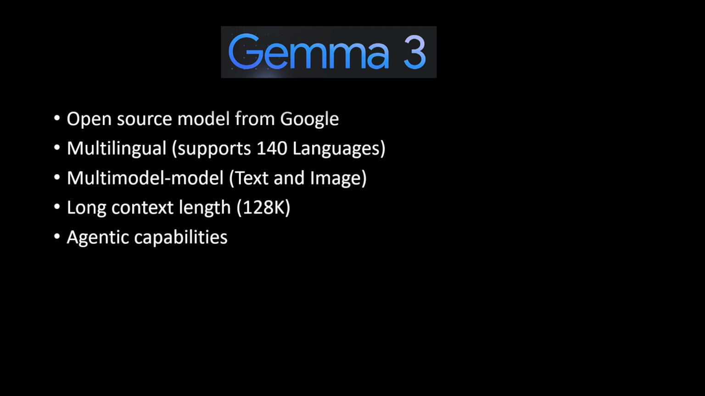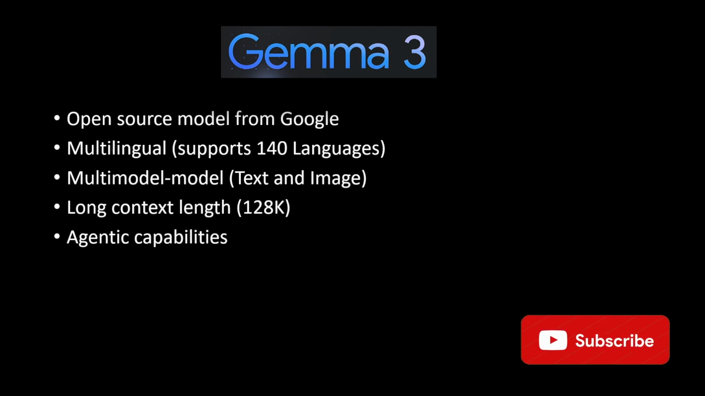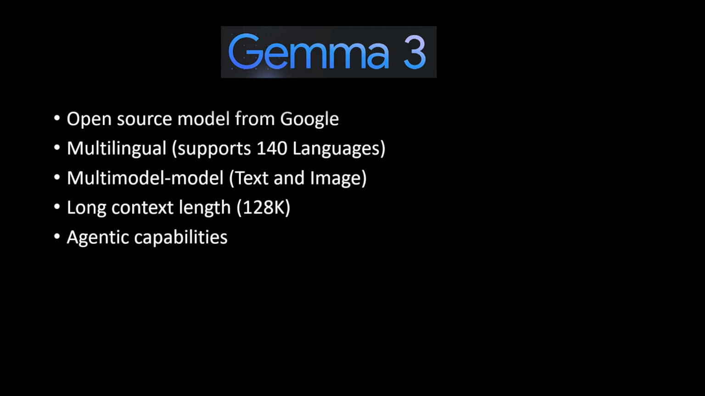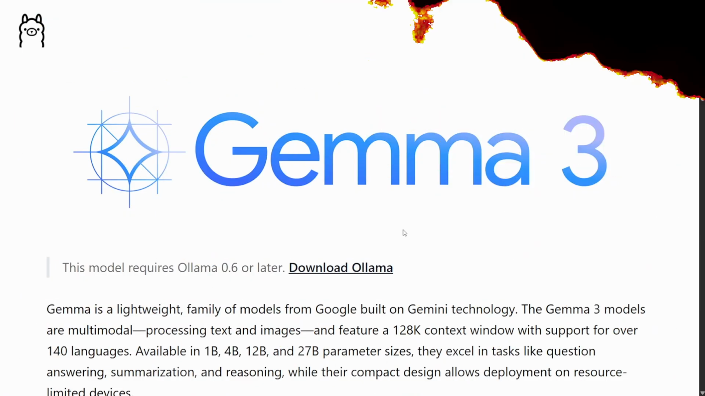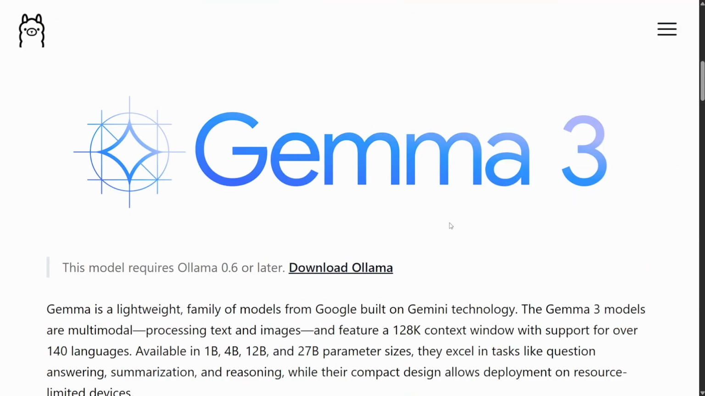Okay, first of all, what is Gemma3? As I mentioned, it's the latest release of an open source model from Google. And it is multilingual. Yes, it supports 140 languages. And it is a multimodal model. Yes, it supports text and images, and it supports long context length up to 128K, and it has better agentic capabilities.